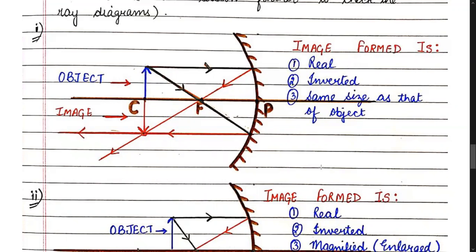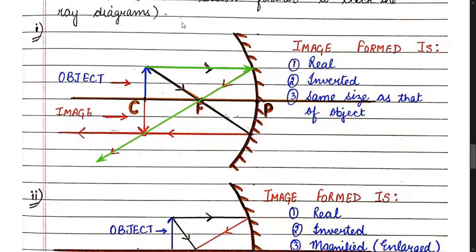So now what happens further? First ray I'll take a ray parallel to principal axis. Whenever a ray is parallel to principal axis, from where will it pass after reflection? Yes, it will pass through focus. So remember it always, a ray drawn parallel to principal axis will pass through the focal point.